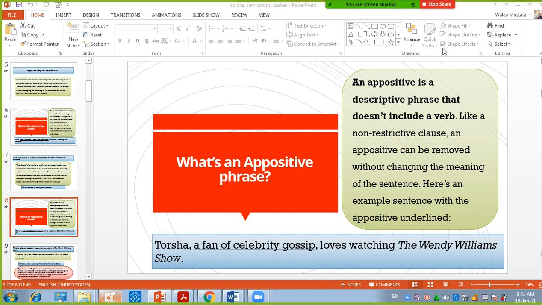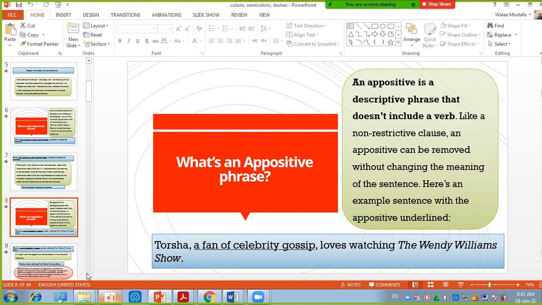Does it give you a complete meaning? Yes. So that's why this is a phrase and it's an appositive. It's unessential. I can erase it. That's why I surrounded it with two commas. Is the first rule clear for you all?